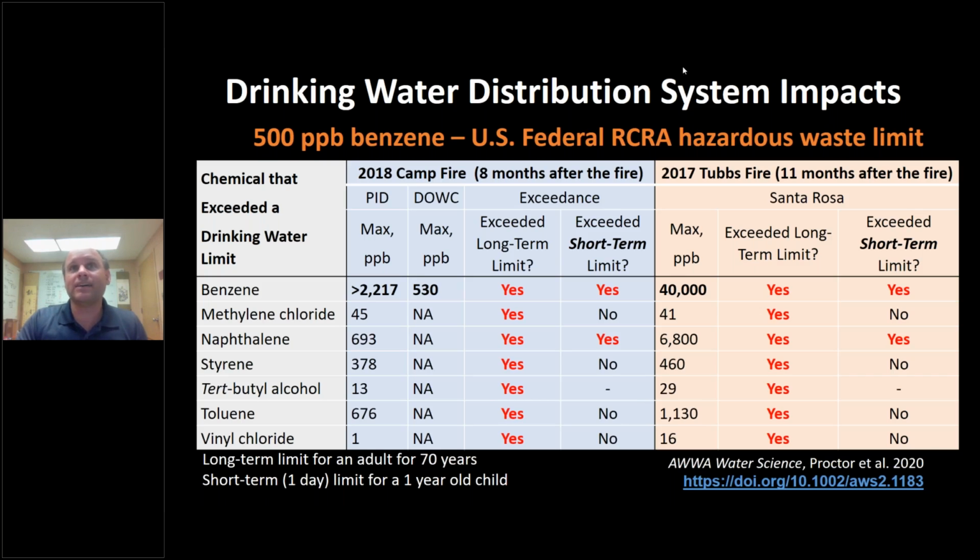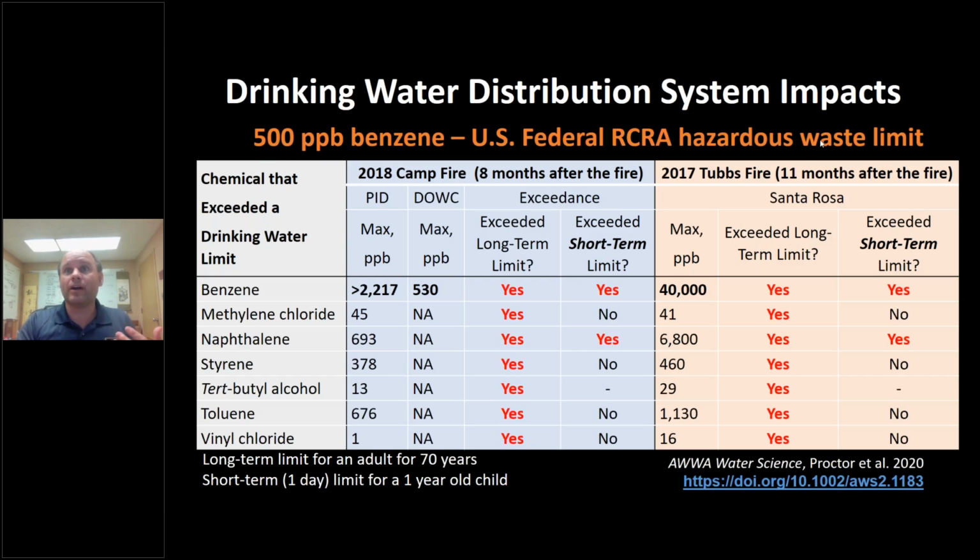Here's just some of the data, if you're interested in the water quality data for the Camp Fire and the Tubbs Fire, and some of the chemicals that were detected and the levels that were exceeded. After a wildfire, from a chemicals perspective, you're concerned about the long-term implications, but really you're concerned about the acute exposure. What will cause you to have immediate health consequences? And that's really what should drive the initial decisions.